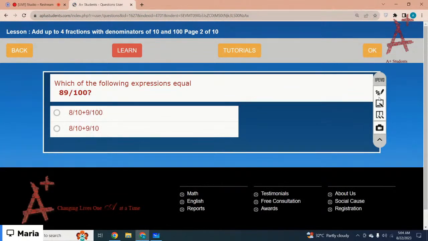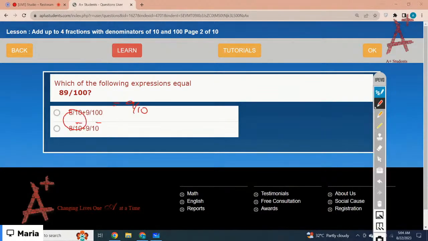89 over 100. Which of the options is the correct one? 1 or 2? If you just look at the second option, see, they both have the same denominators, right? 8 over 10 plus 9 over 10. When you add them, 8 plus 9 makes 17 over 10. So that equals 17 over 10. This isn't the correct option. So obviously the correct option is 8 over 10 plus 9 over 100.